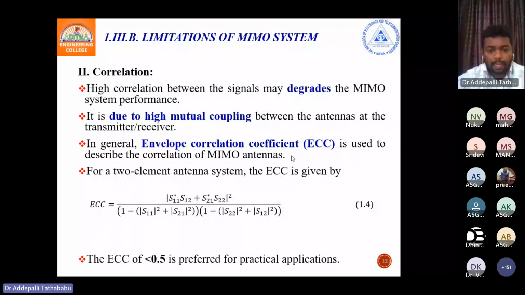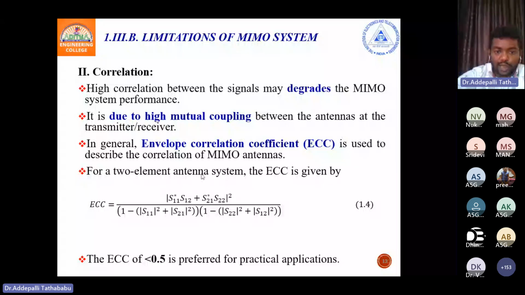We have different MIMO parameters: ECC, the envelope correlation coefficient, and diversity gain. Diversity gain is different from directive gain. Directive gain, or directivity, is an antenna parameter, and diversity gain is a MIMO parameter. Then there are mean effective gain, TARC, the total active reflection coefficient, and CCL, the channel capacity loss. These are the parameters we have to define.